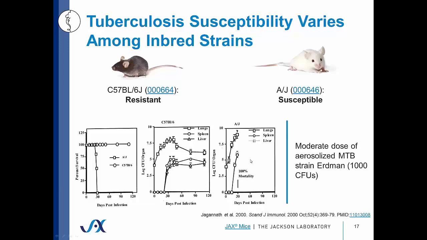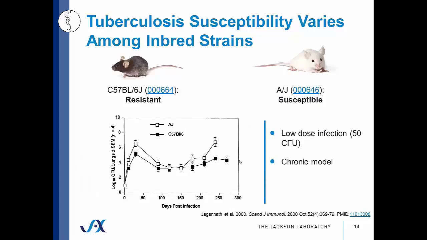In another study, Black 6J mice and A/J mice were infected with a moderate dose of the Erdmann strain of tuberculosis, and we can see here that during the course of infection, Black 6J mice were able to survive the infection, whereas 30 days post-infection, all of the A/J mice died. Looking at the bacterial loads, we see that Black 6J mice were much better able to control infection in the lungs, spleen, and liver as compared to A/J mice, where they were unable to control infection, and by 30 days we see 100% mortality.